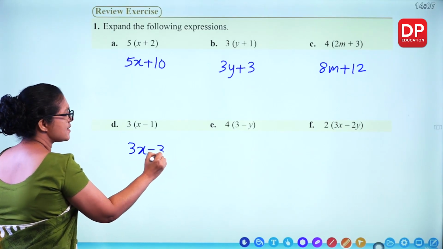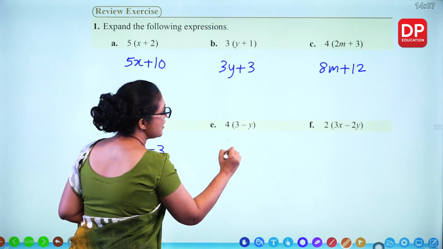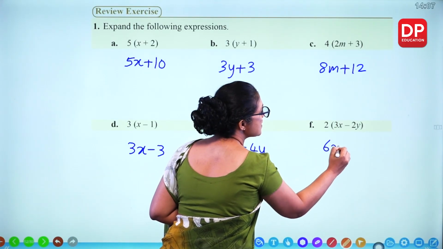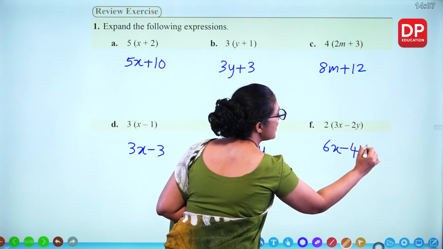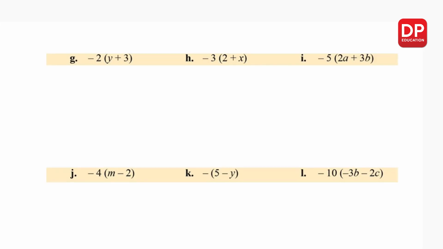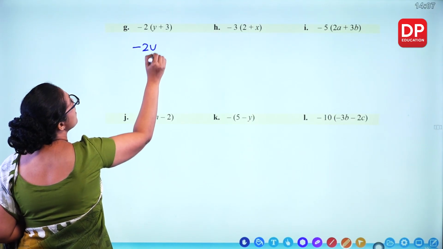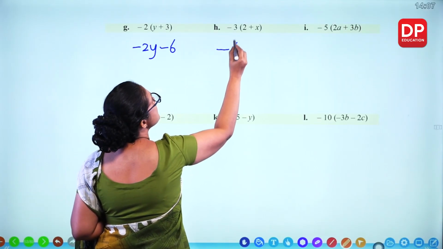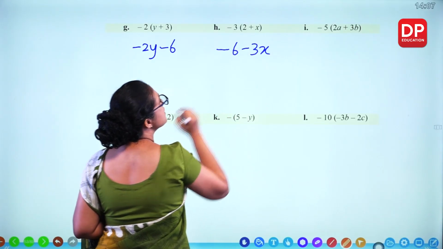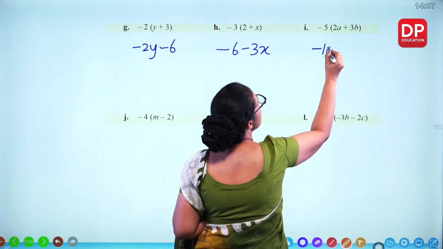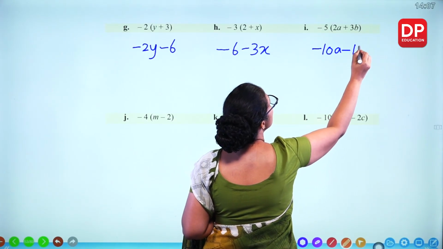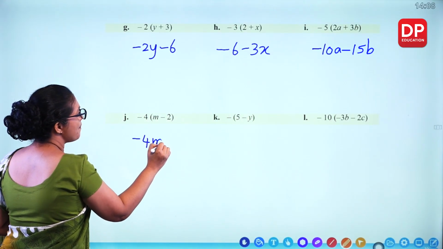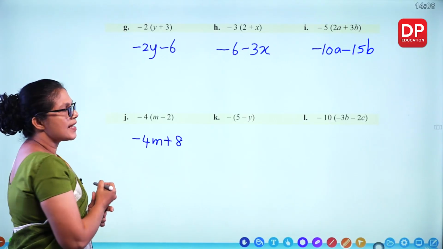3x minus 3. 4 times 3, 12 minus 4y. 6x, 2 times minus 2 minus 4y. Negative numbers. Negative 2 times y, negative 2y. Negative 2 times 3, negative 6. Negative 6 here, negative 3x. This one, minus 10a, minus into plus minus 15b. Minus 4m, minus minus plus, that's 8.